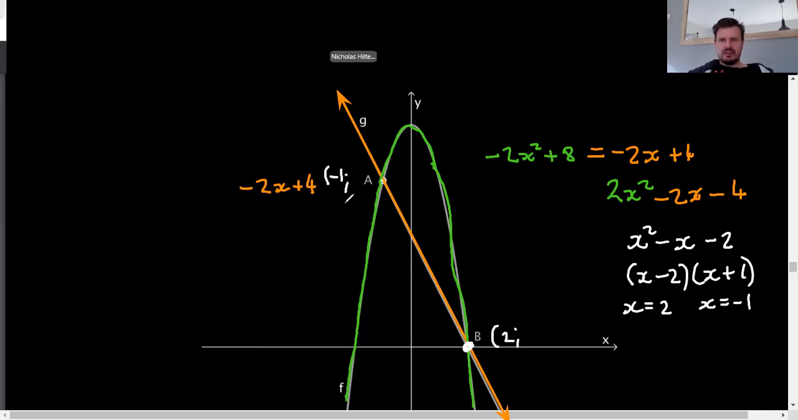And to get the y value, I just sub into one of them, right? So let me sub into the negative 2x plus 4. Negative 2 times negative 1 plus 4 is 2, right? That's this one here, 2. And then when I sub in 2, negative 2 times 2 is minus 4, plus 4, 0. Well, that makes sense for this on the x-axis. So y is 0.